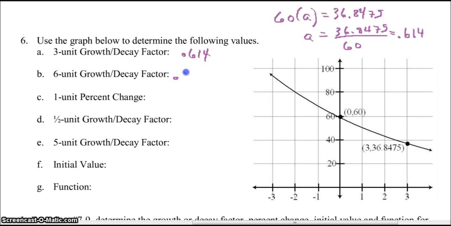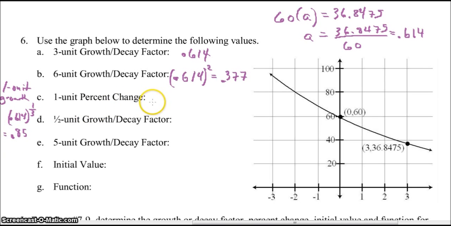6-unit growth factor, well, we just need to square 0.614. And we get about 0.377. Then we need the 1-unit percent change, so first let's find that 1-unit growth factor. And to do that, we can just take our 3-unit growth factor and find the cube root. And that's 0.85. So our 1-unit percent change, this is a decay, it's negative 15%. You could have found that by 0.85 minus 1, the growth factor minus 1.